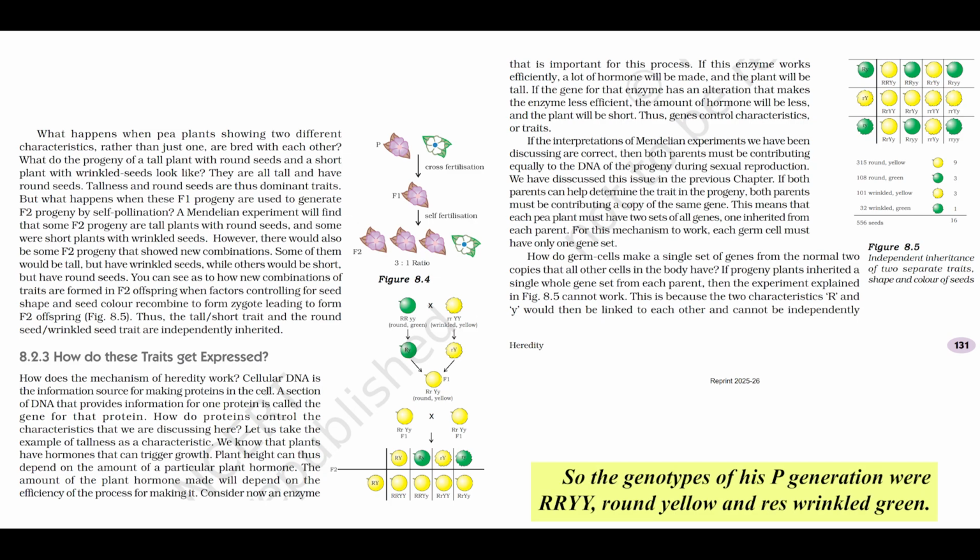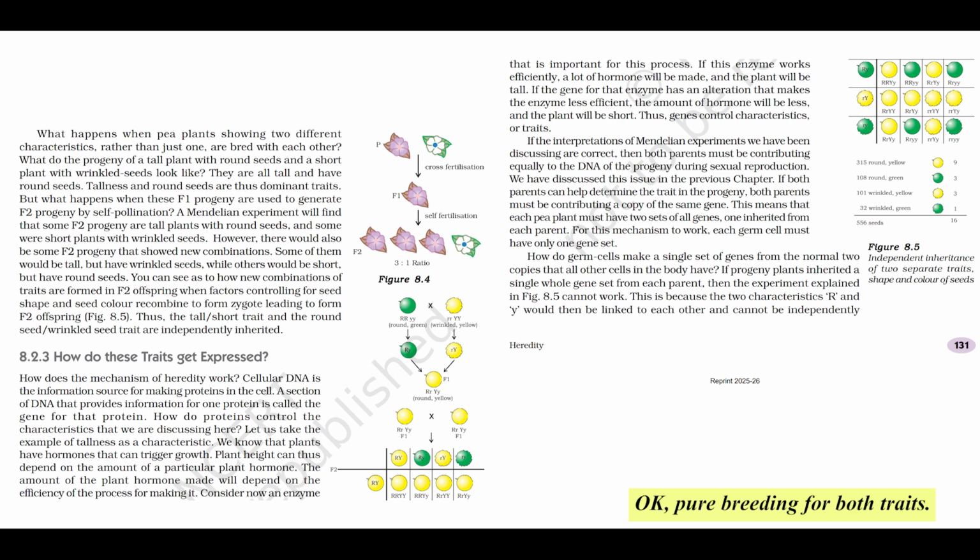So the genotypes of his P generation were RRYY, round yellow, and rryy, wrinkled green. Okay, pure breeding for both traits. Correct. He crossed these RRYY and rryy plants. What do you think the F1 generation looked like? Well, based on dominance, they should all show the dominant traits. Yeah. So all round and yellow. Exactly. All F1 plants had the phenotype round and yellow seeds. This confirmed the dominance. Their genotype would have to be heterozygous for both traits, RrYy. They received R and Y from one parent and r and y from the other.